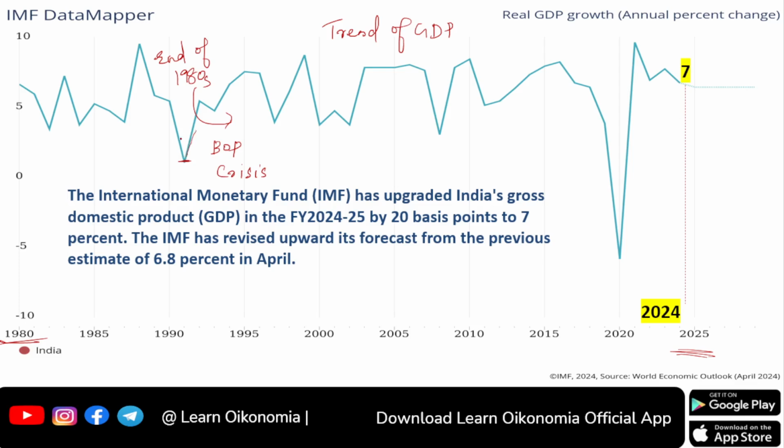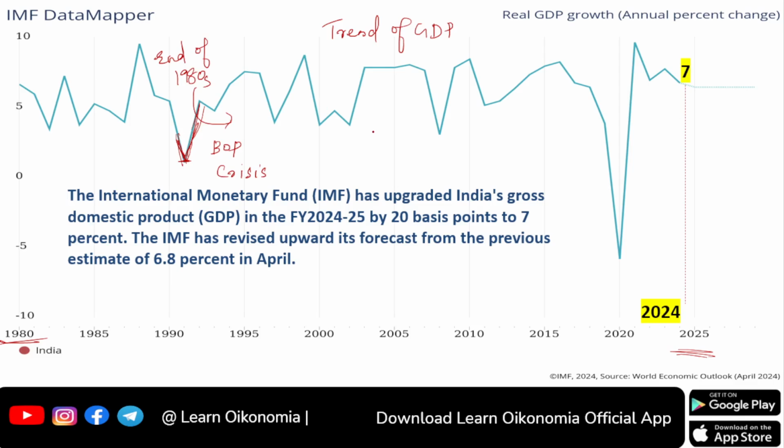So that is what you are seeing here. This is the BOP crisis scenario. That was why our country was made to have a downfall here. But later, since we went for structural reforms in our country in the form of LPG, we could have a recovery. So that is what you are seeing here. Again, in between we could have some fluctuations.